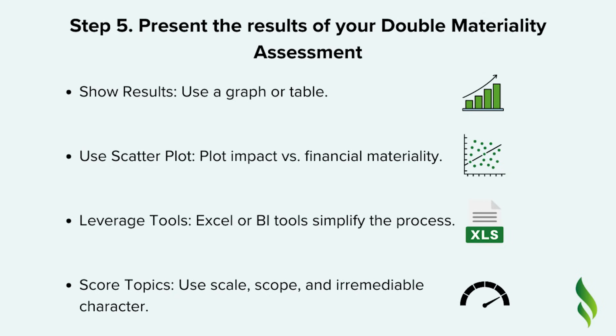Step 5. Present the results of your double materiality assessment in a clear format, typically presented in a graph or table. In most cases, people create a delightful looking scatter plot with impact materiality on one axis and financial materiality on the other. This can be done quite easily in Excel or any of the other popular business information tools that companies use. Scoring is often done using variables such as scale, scope, and irremediable character. And that's it, a complete walkthrough on how to complete your own double materiality assessment.